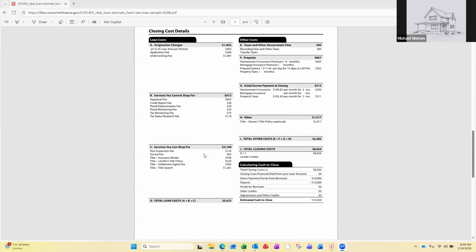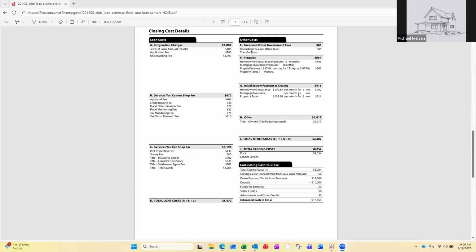And then services you can shop for. If you're getting a pest inspection, a survey, like closing attorney you're working with, title attorney, so on and so forth. And then you have your other costs, taxes and government fees, prepaids. This is going to be things like homeowners insurance, if you're paying for a full year, mortgage insurance, if you're paying any in advance, which usually you aren't, prepaid interest, depending on the day of the month you close, and if there's any taxes due at closing.